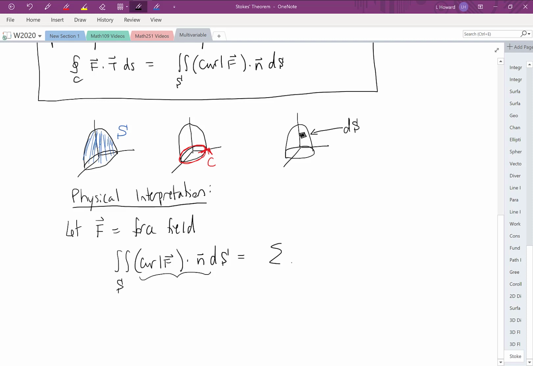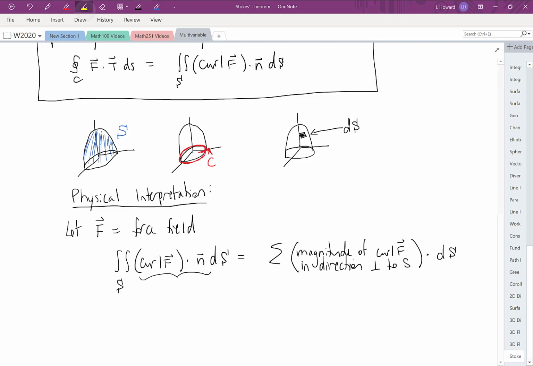So you could say that's the normal component of the curl. We could say it's the magnitude of curl of F in the direction that's perpendicular to our surface. So we're taking that magnitude and then we're multiplying it by this infinitesimal little piece of our surface area.